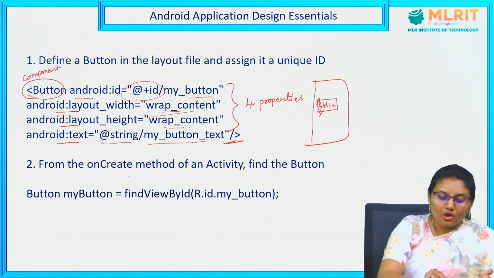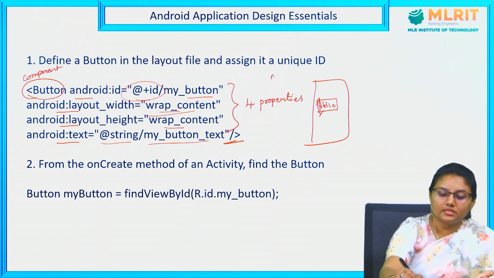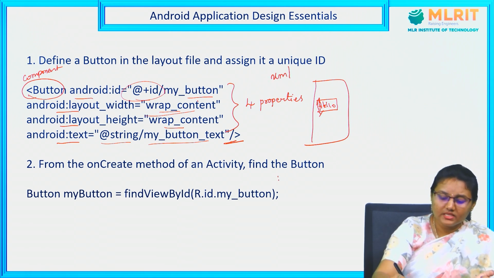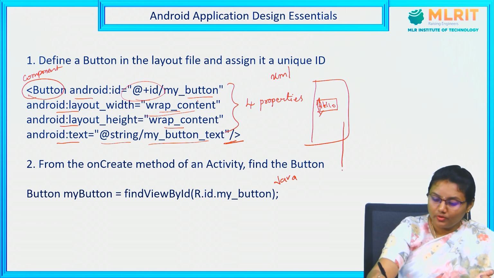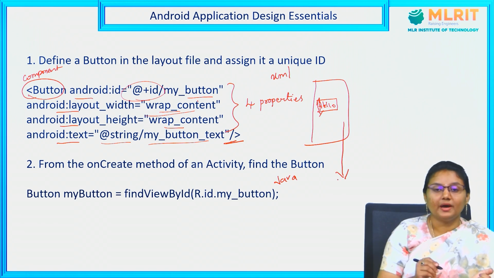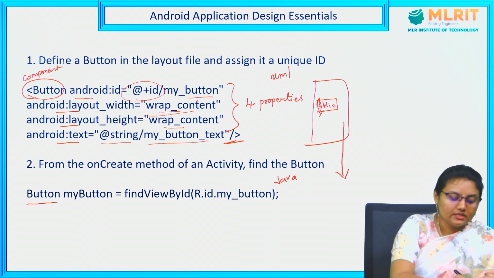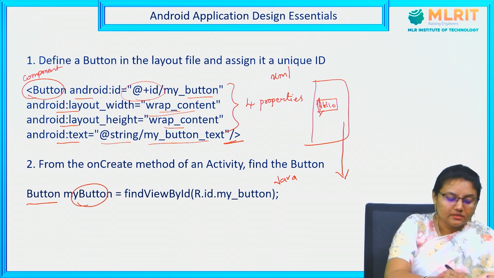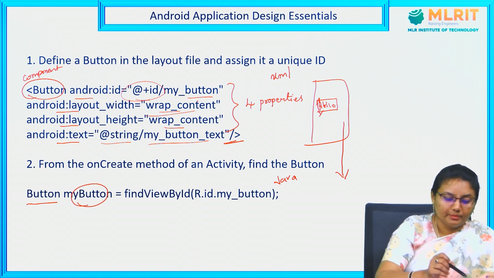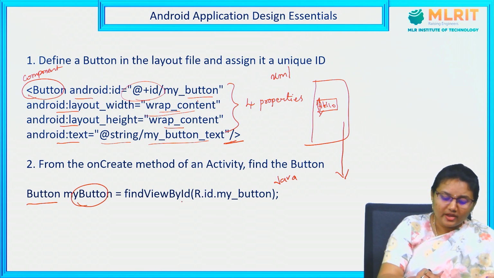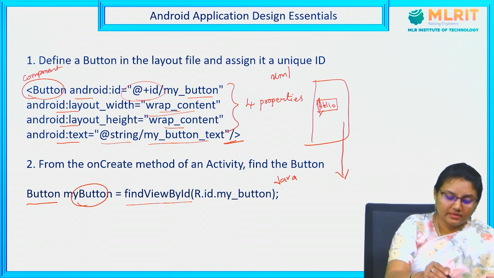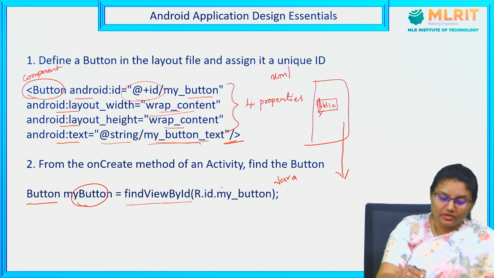Then from the onCreate method of an activity, find the button. So when you define this in the XML part, how are you going to use it in the Java part? By using findViewById. Button is a class where myButton is the name of the button, the object that you are creating. findViewById is a method which extracts this button, myButton, whatever name you give.